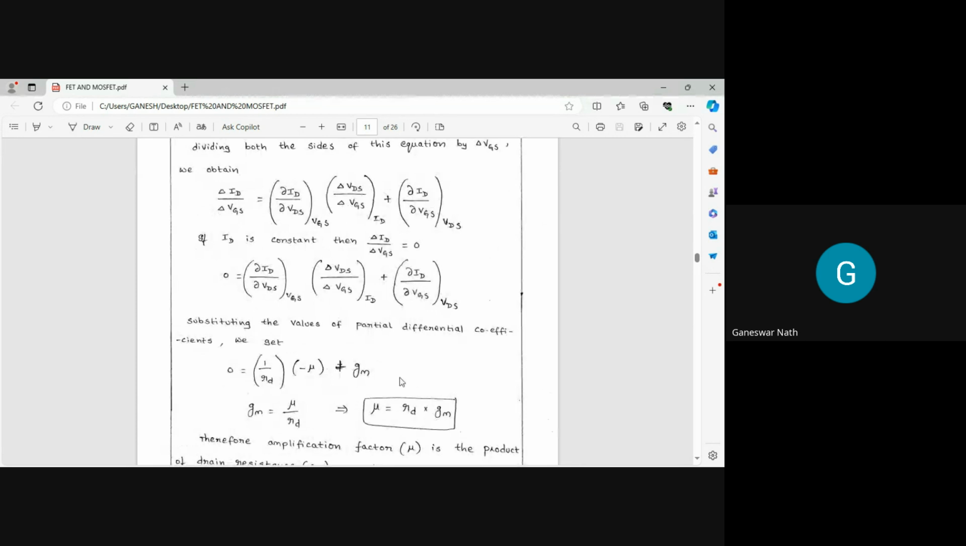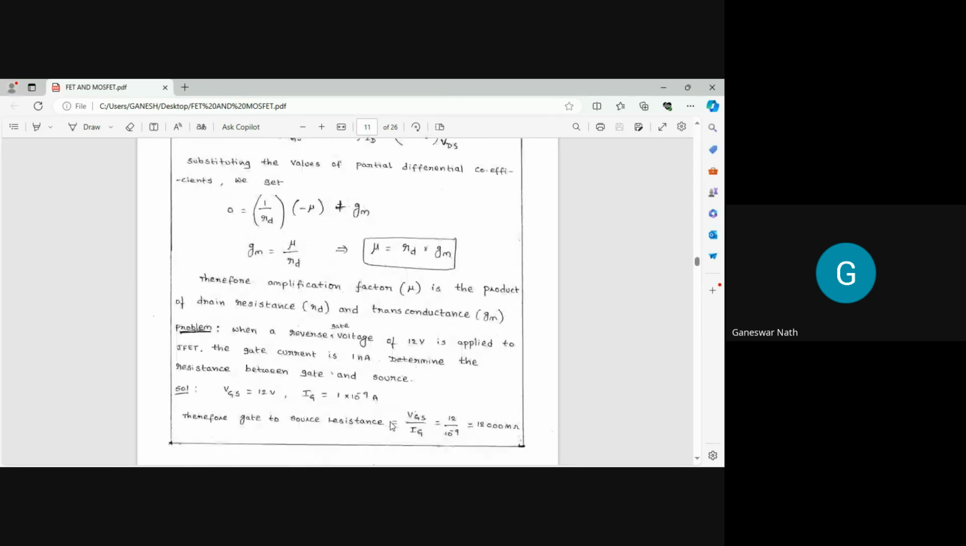Now substituting the values of the partial differential coefficients, as we have defined these parameters, this is 1 by RD and this is minus mu plus GM. But as you know, GM is equal to mu by RD, hence mu is equal to RD into GM. Therefore the amplification factor mu is the product of the drain resistance RD and the transconductance GM.